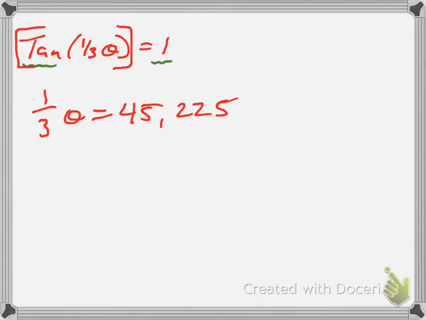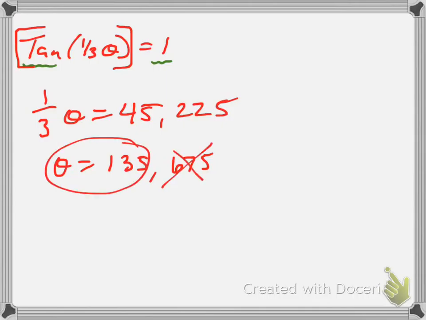I will then multiply those by 3 to get 135 and 675. At the beginning, I told you we were restricting our answers to 0 to 360. So 675 is too big. So the only answer is 135.